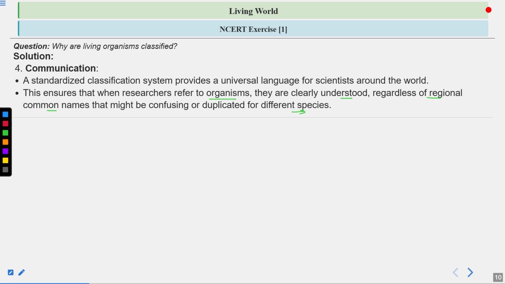So we have given a particular scientific name to a particular organism. So this organism is known by that scientific name all over the world. So this prevents the confusion. So whenever you are referring to a particular organism, suppose you are talking about mango, which is Mangifera indica. So if you are saying Mangifera indica, all over the world, people will understand, yes, you are talking about mango.